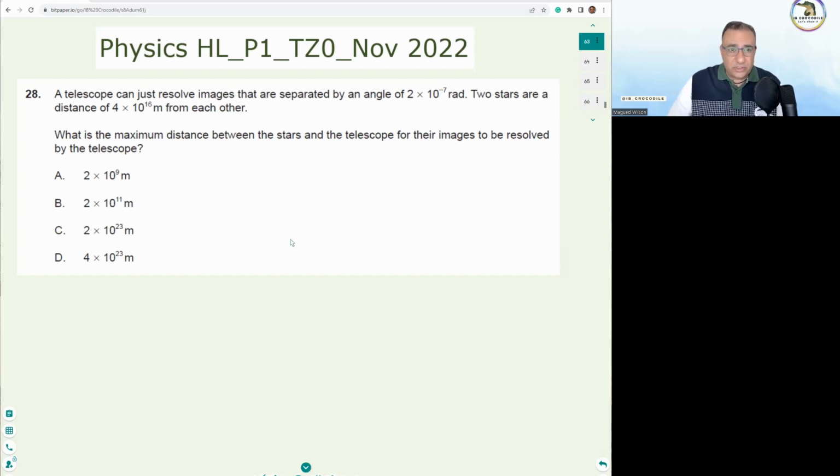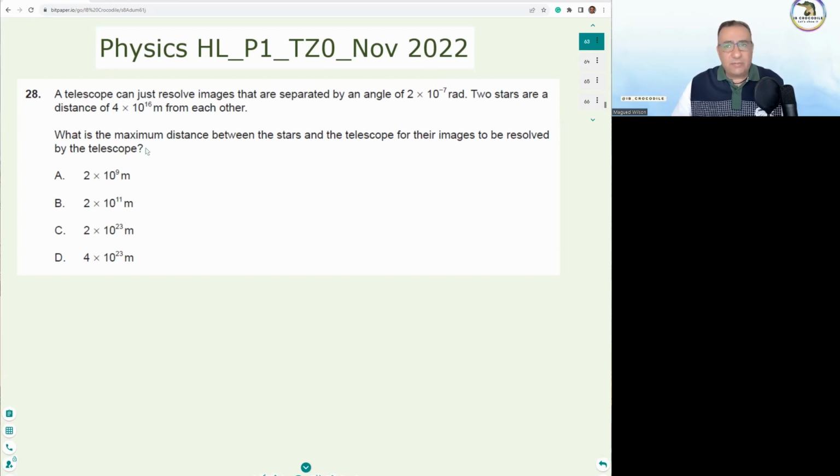Let's have a look at this question here. Past papers, physics, high level, paper 1, November 2022, number 28. A telescope can just resolve images that are separated by an angle of 2 times 10 to the power of negative 7 radians. Two stars are a distance of 4 times 10 to the power of 16 meters from each other. What is the maximum distance between the stars and the telescope for their images to be resolved by the telescope?